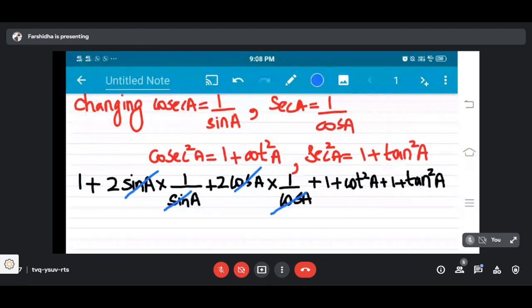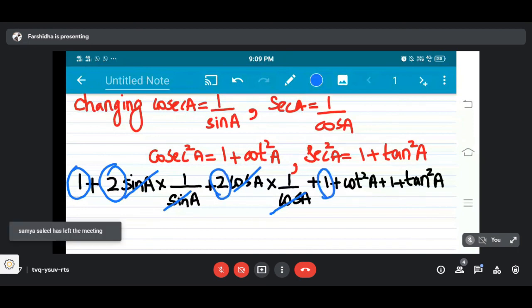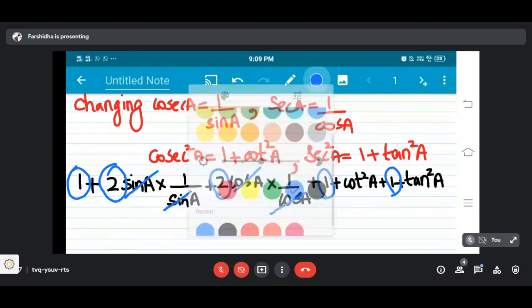Now add all the numbers here. See, 1 plus 2 plus 2 plus 1 plus 1. Add all the numbers. 1 plus 2, 3. 3 plus 2, 5. 5 plus 1, 6. 6 plus 1, 7. So the number is 7.